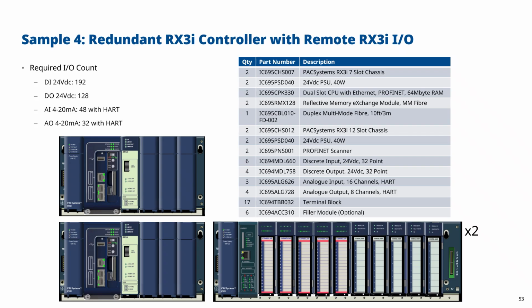So first of all, I need my redundant control. So I'm going for 2 CHS007 7-slot chassis, 2 power supplies, 2 CPK330, so that's the CPE330 which supports redundancy, along with the energy pack. For this one, I'm only going to use 2 RMX128s because I'm trying to keep the price down.